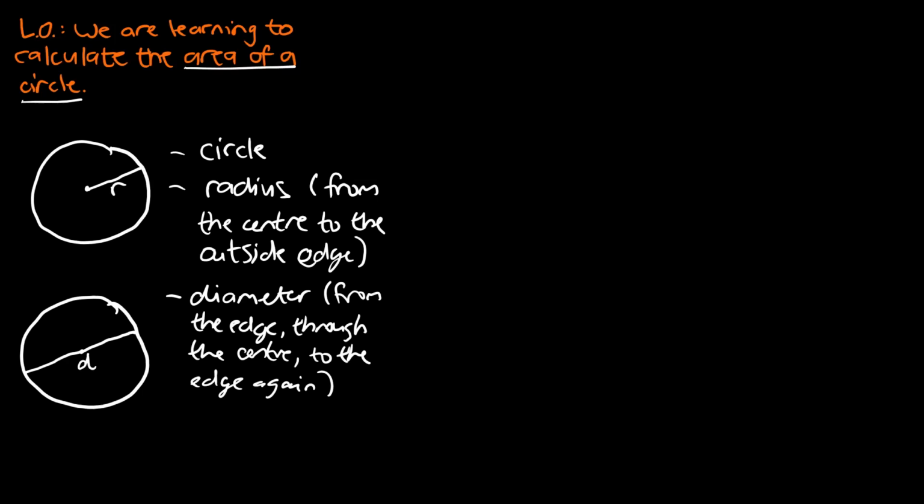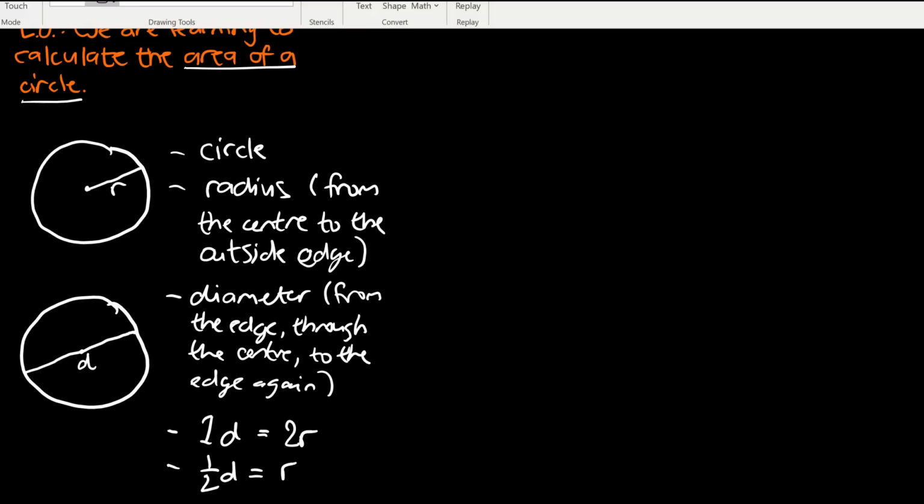And the relationship between these two is one diameter is always equal to 2 lots of the radius. Or another way to think of that is 1/2 of the diameter is equal to the radius of the circle. So that's our initial point.